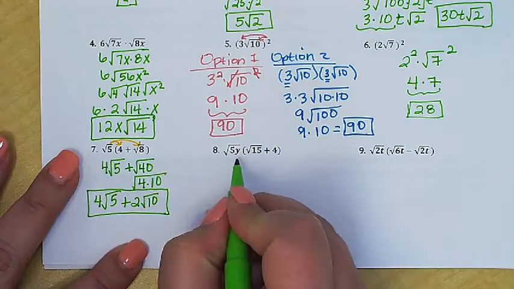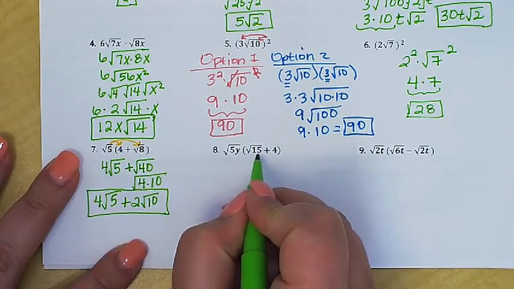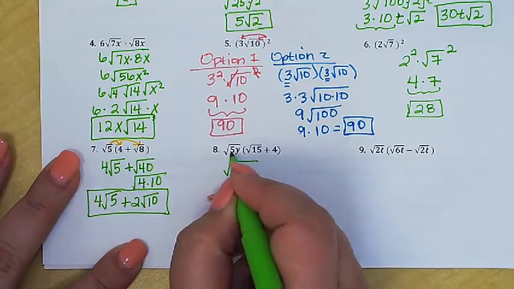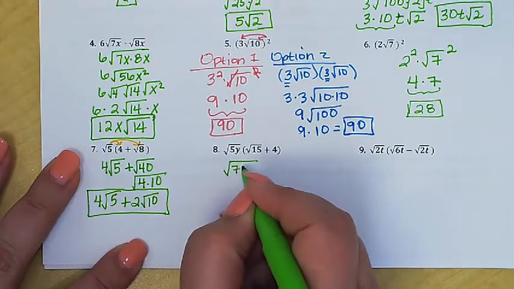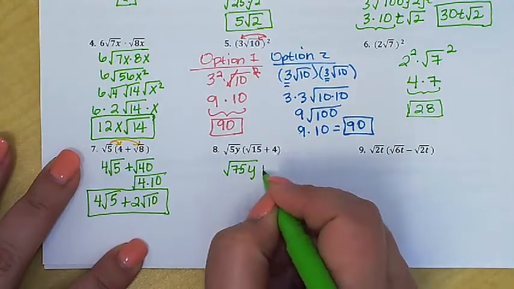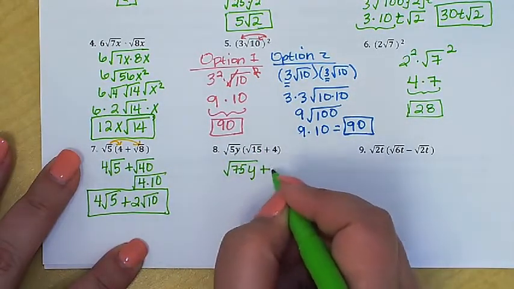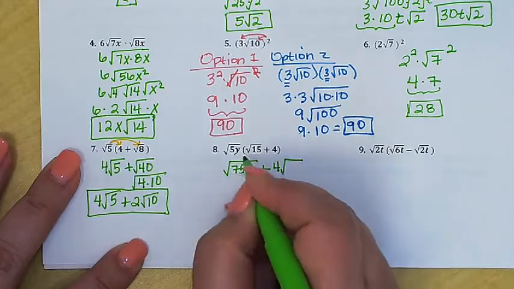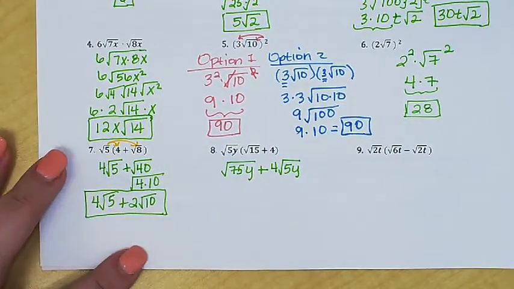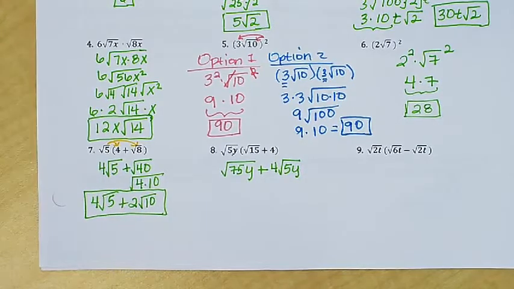If we distribute here, these are both interior, or radicands. They're both on the inside, so we definitely can multiply that together. 5 times 15 is 75, and then that has that y. Plus, but then when we multiply by the 4, that's a whole number 4. So we leave the radical just right next to it. We don't actually multiply that together.